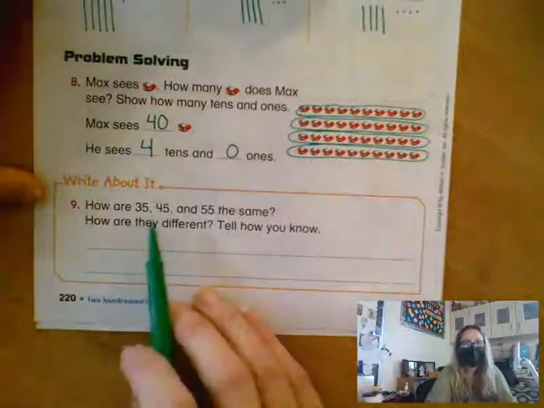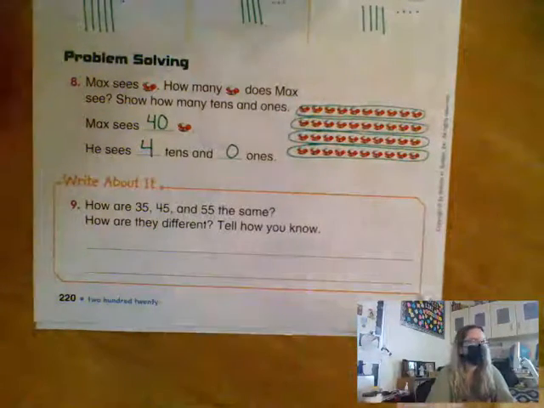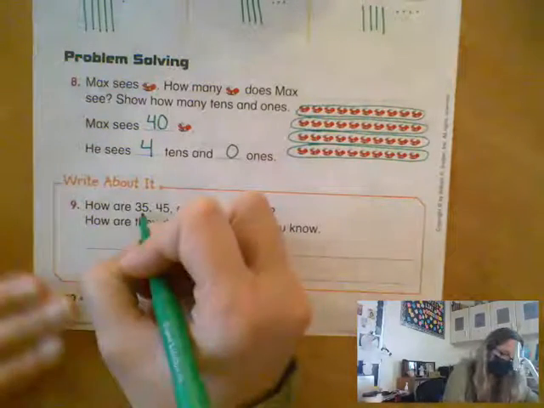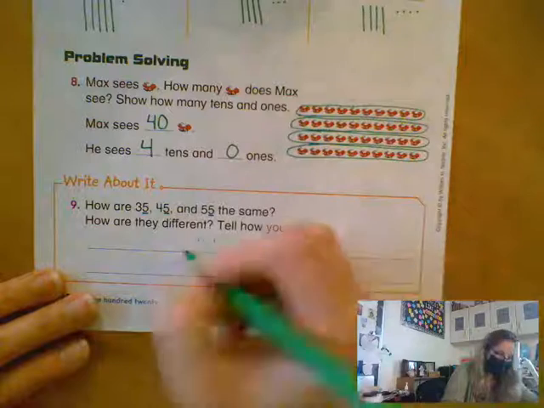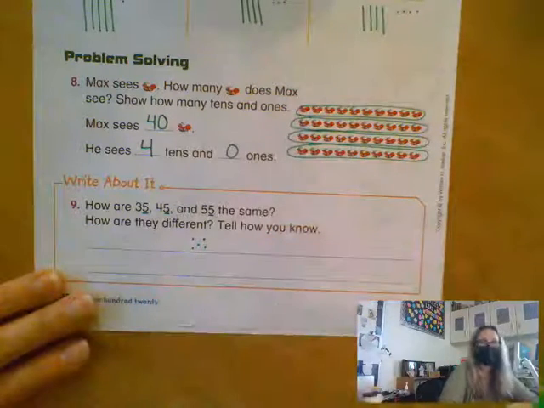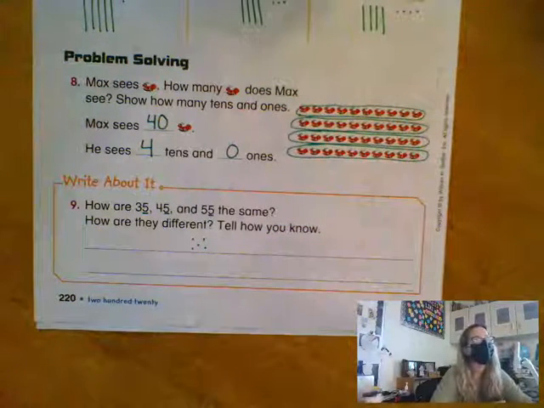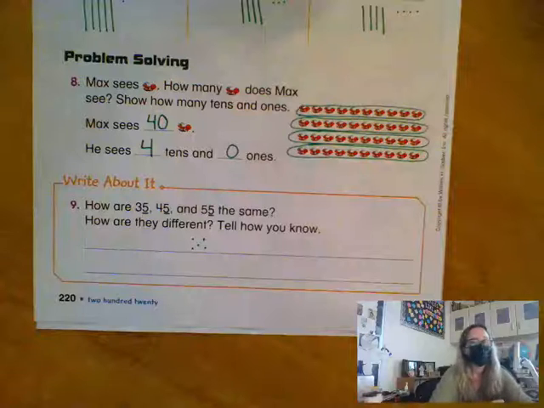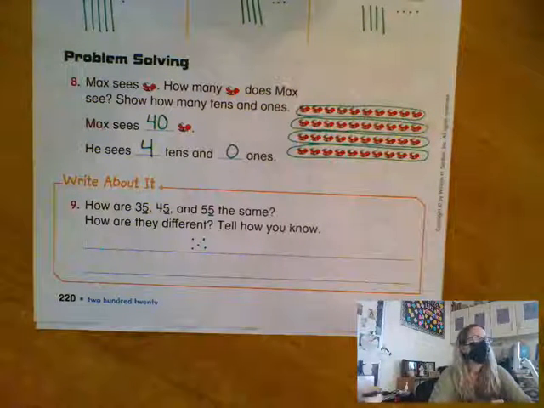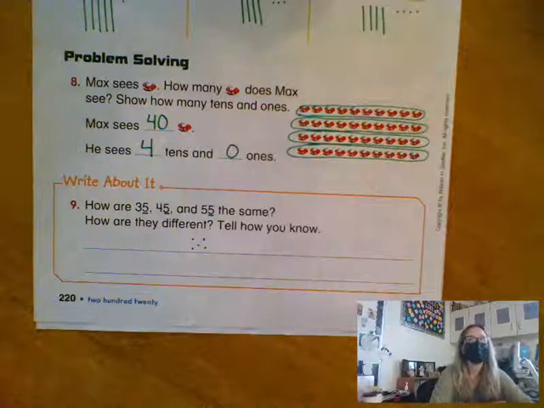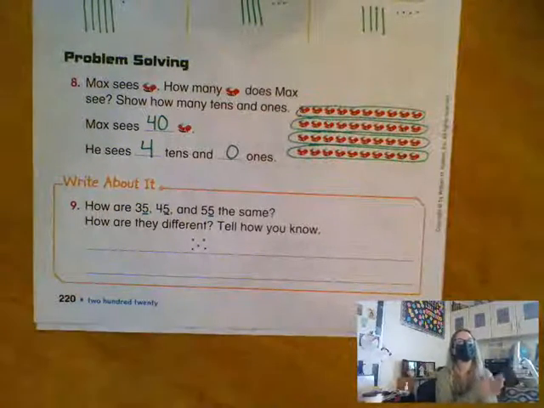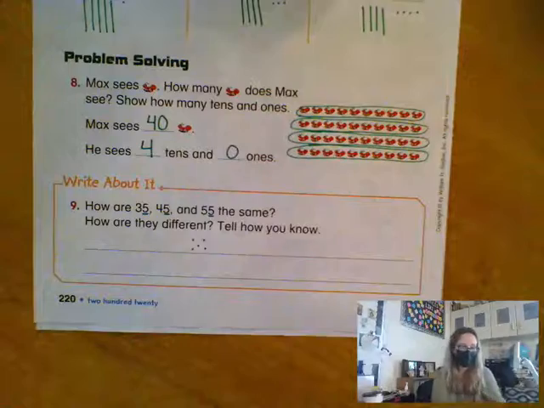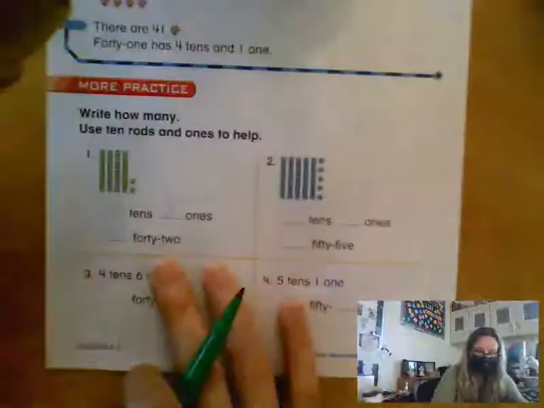How are 35, 45, and 55 the same? They all have the same number of what, Beckett? 5. They all have the same number of ones, right? They all have 1, 2, 3, 4, 5 ones. How are they different, Sage? They have different groups of tens, right? We have 30, which is 3 tens, 40, which is 4 tens, and 50, which is 5 tens. Good job.